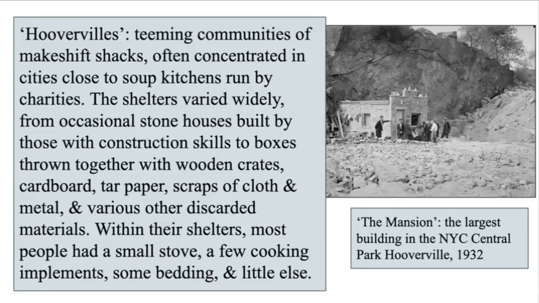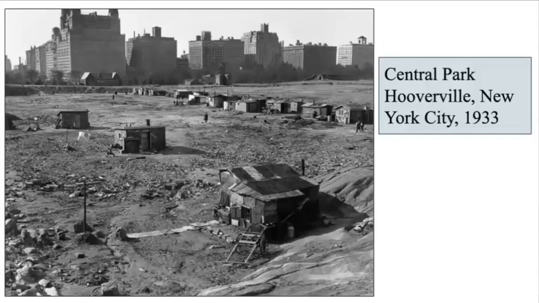Within their shelters, most people had a stove, a few cooking implements, some bedding, a bucket for washing, and little else. The image on the slide here shows what was called the mansion, and it was the largest building in the New York City Central Park Hoovervilles, and the photo was taken in 1932. This is what another part of the Central Park Hoovervilles looked like. The coda to this lecture will look at a bit of the history of Central Park before, during, and after the Hoovervilles.